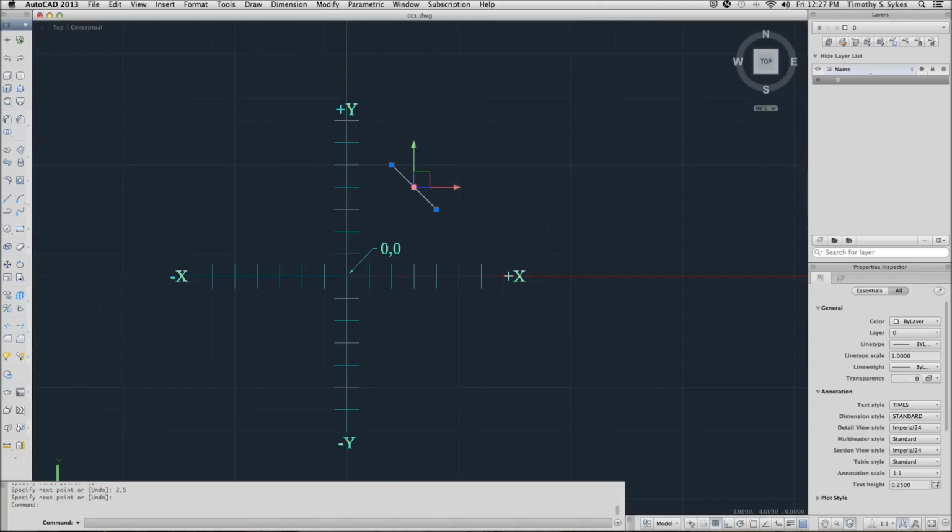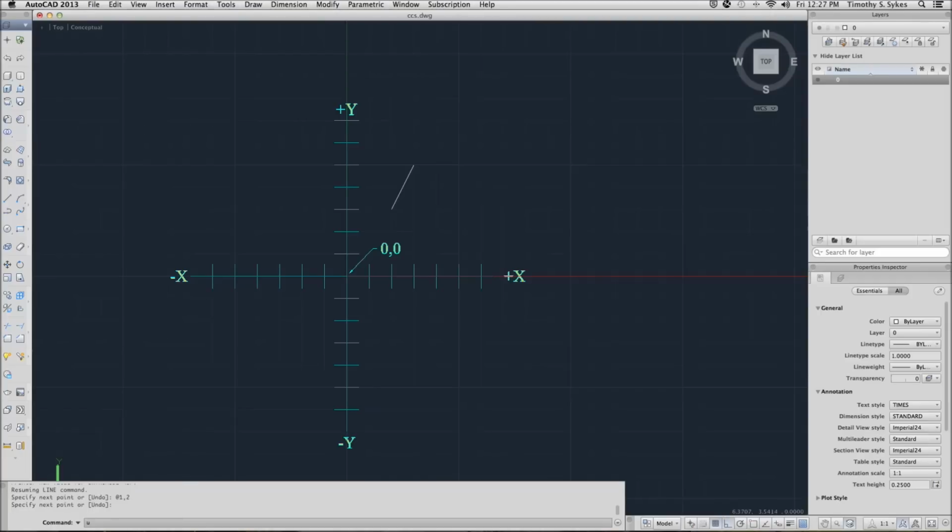We'll remove that line and we'll look at our relative coordinates. I'll draw a line. This time I'll start at the absolute coordinate of 2, 3, but I'm going to use a relative coordinate at 1, 2. That means that I went one space on the x-axis, two spaces on the y-axis.